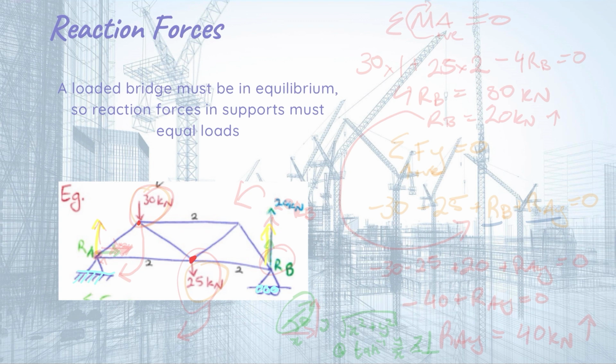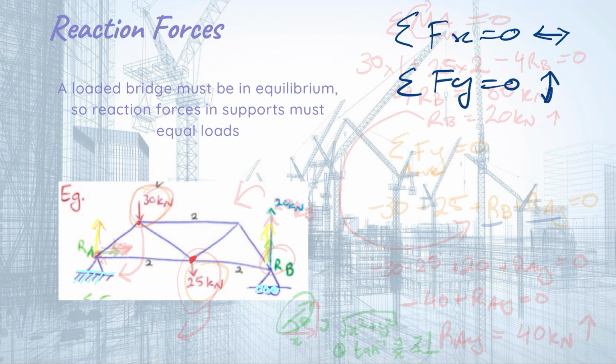Well, there are three different calculations we can use in a truss that is in equilibrium. So in equilibrium, we have to have three things. The sum of forces in the X direction must equal 0. So that's forces acting this way and this way must equal 0. Sum of forces in the Y direction must equal 0, so this way and this way. And sum of moments about a point must also equal 0.